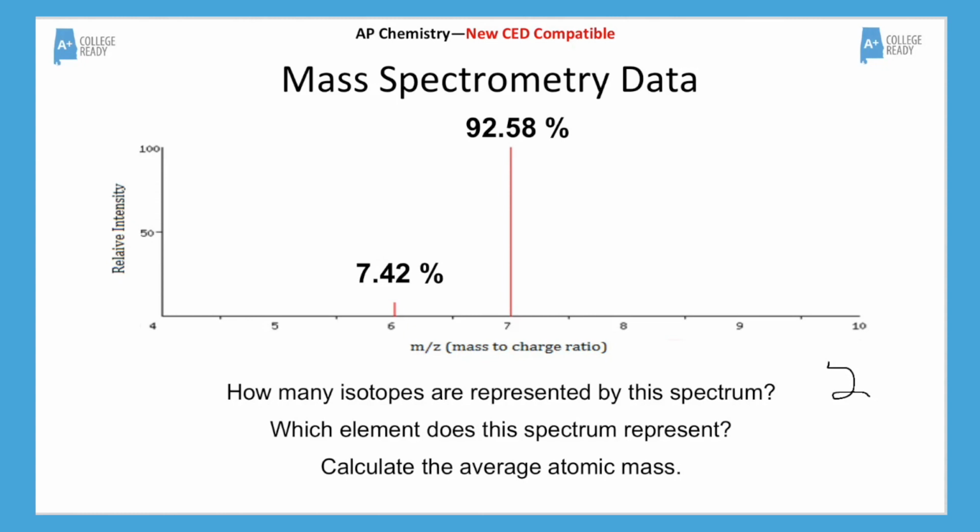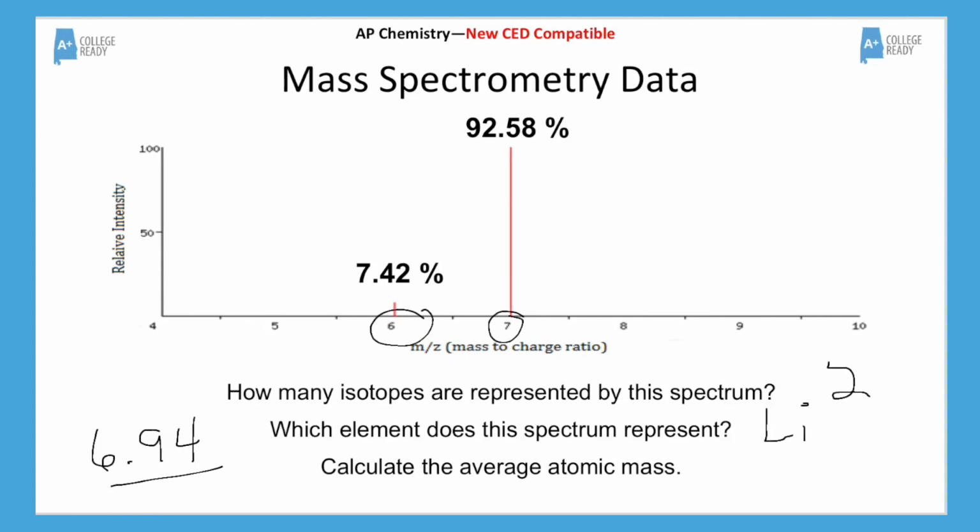Which element does this spectrum represent? Well, if I look at these masses, I see it's about 6 and 7. So if I look on my periodic table, what element has a mass between 6 and 7? Well, helium is 4, and beryllium is 9.01, so it must be lithium. Now, lithium's mass, when you actually look it up on the AP periodic table, is 6.94.